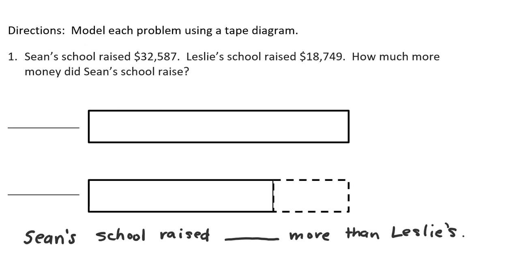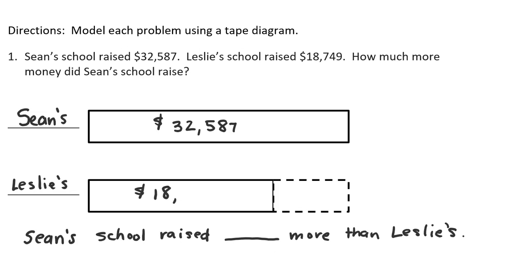Now I'm going to fill in the information on the tape diagram that I know. Since Sean's school raised more money, his tape will be the longer tape. So I'll put his name off to the side and fill in the dollar amount. That was $32,587. And then Leslie's is the shorter tape, and that amount was $18,749.